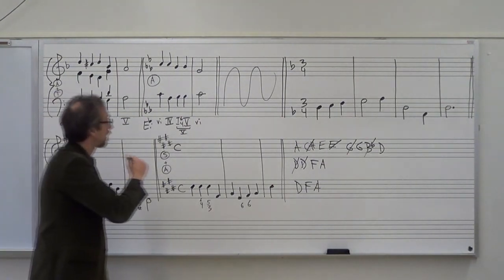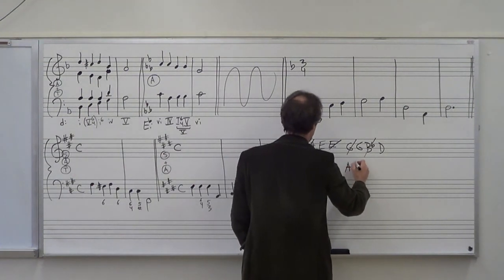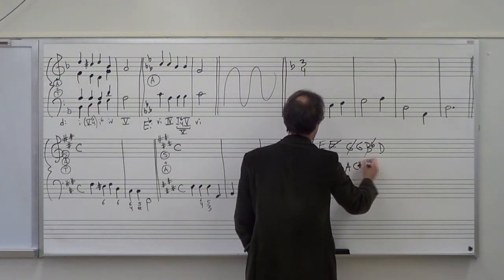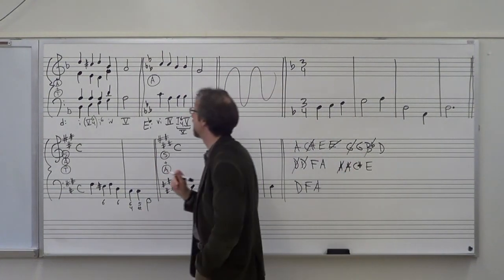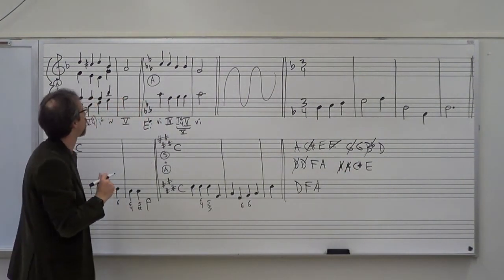Okay? I get to the V chord, A, C sharp, E. It's root position, so I need two A's. I've got the two A's already. I need E and C sharp.